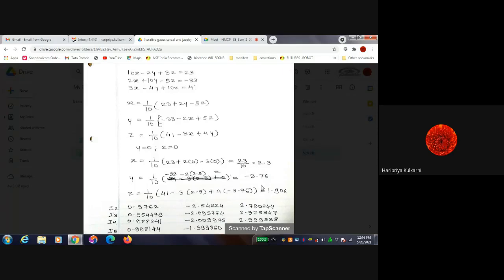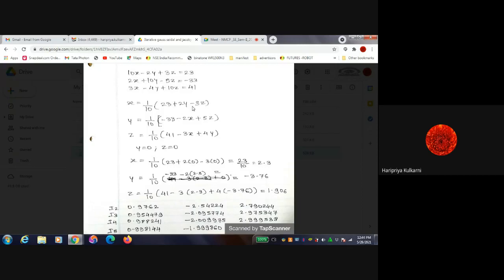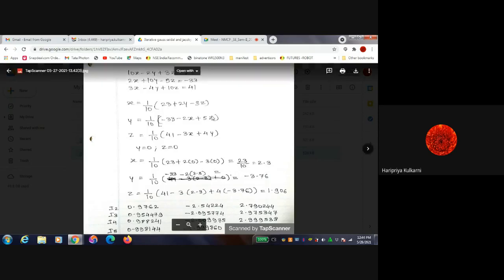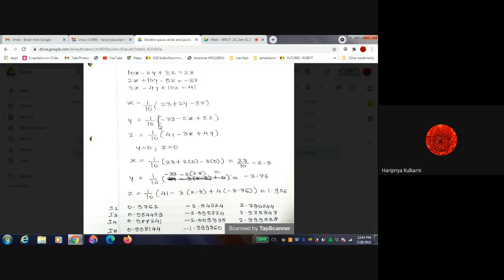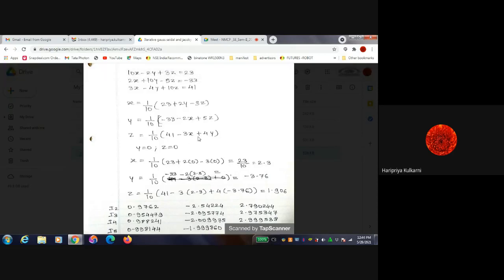Now all these three values you have to consider in the second iteration. While calculating x, put the updated values of y and z, which means minus 3.76 as y and 1.906 as z. You will find x. While calculating y, you have to put the new value of x, and z will be as it is, 1.906. You will get y. Then put the updated values of x and y while calculating z. This was your second iteration.